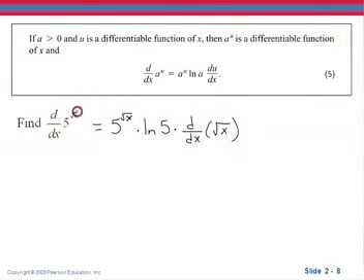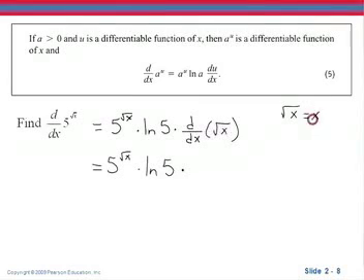So this is a composite function. We look at what we would do if we just had 5 to the x. Well, if we just had 5 to the x, it would be 5 to the x natural log of 5. Since it's 5 to the square root of x, we have to also take the derivative of the square root of x. So I have 5 to the square root of x times natural log of 5 times. Now remember that the square root of x is x to the 1/2, so we're going to apply the power rule again. That is 1/2 x to the negative 1/2.